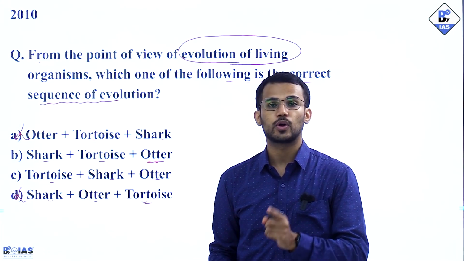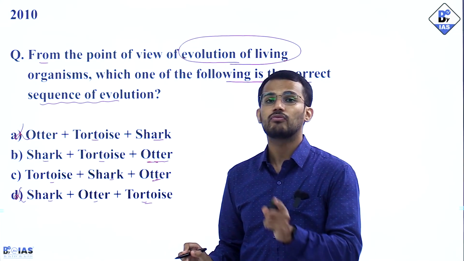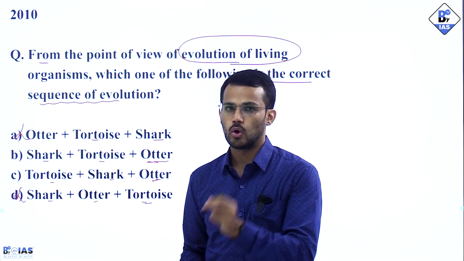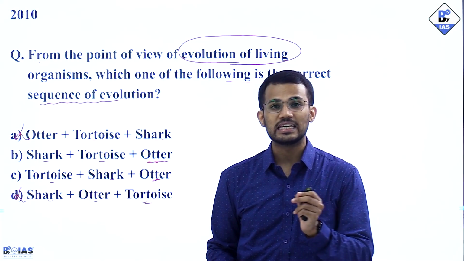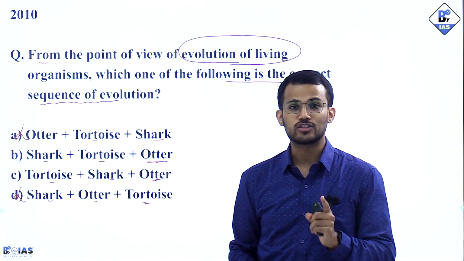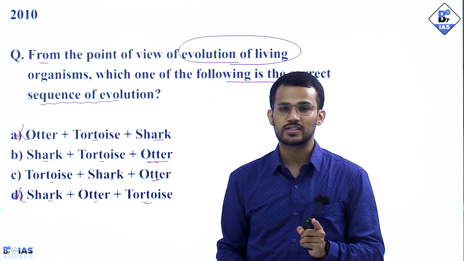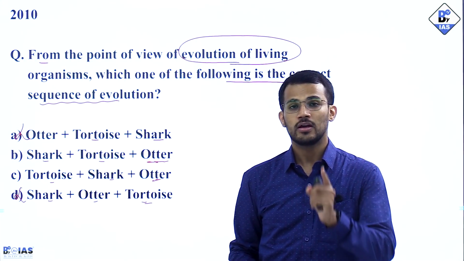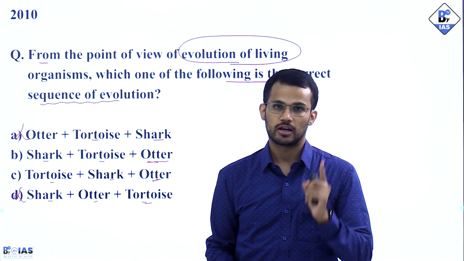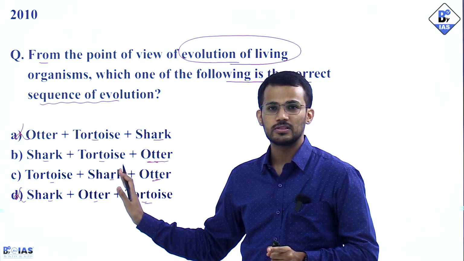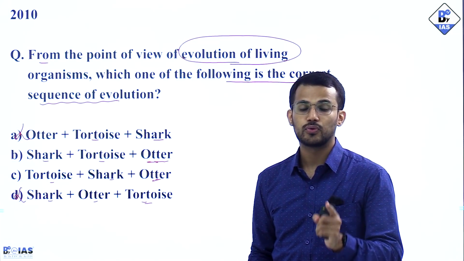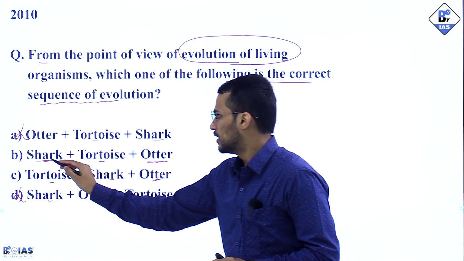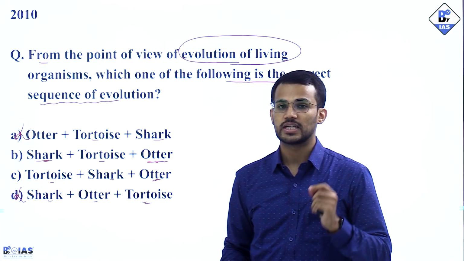But that is not the case, because otters are mammals and they have evolved towards the end, right? Now we are left with shark and tortoise. Out of this, shark is a fish, and that's why in the order of evolution, we have discussed that fishes have evolved before amphibians, and that's why first choice should be shark. Out of these organisms, sharks have evolved at the first instance, right?